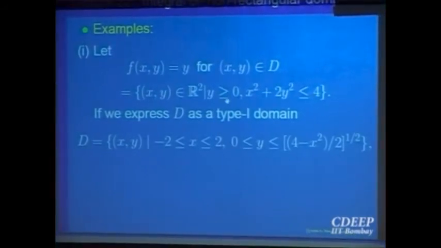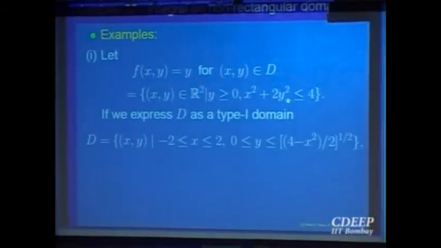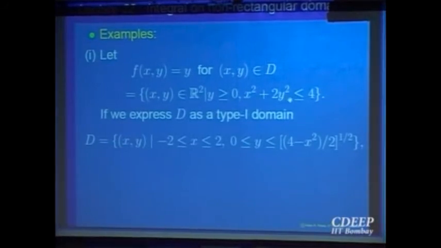So already I have given y bigger than or equal to 0. So from here I can compute how much x lies, right? So x lies between minus 2 and 2. Once I know what x is, I can compute y. What are the limits for y? y goes from 0, is bigger than or equal to 0, and the second one comes from here. It is less than or equal to the square root of 4 minus 2y squared, right? Clear to everybody? So I can write this domain as a type 1 domain as follows.